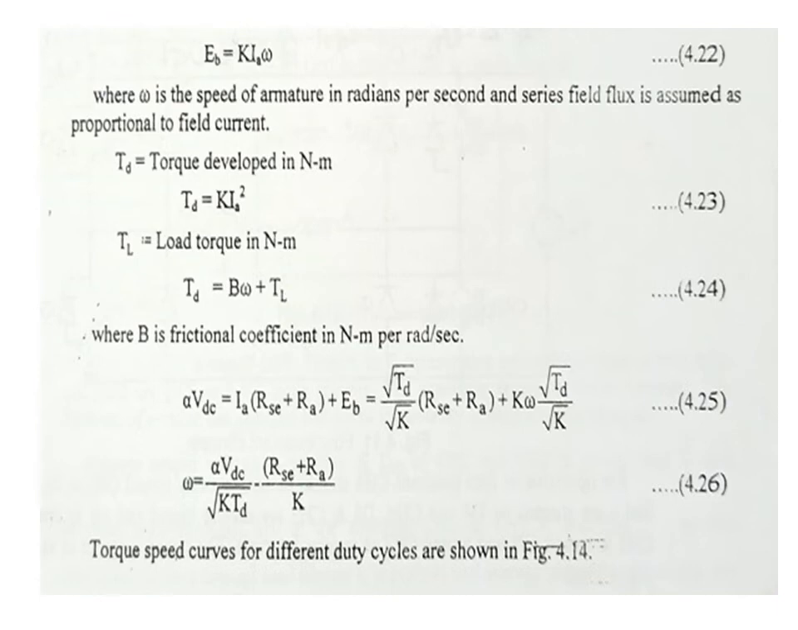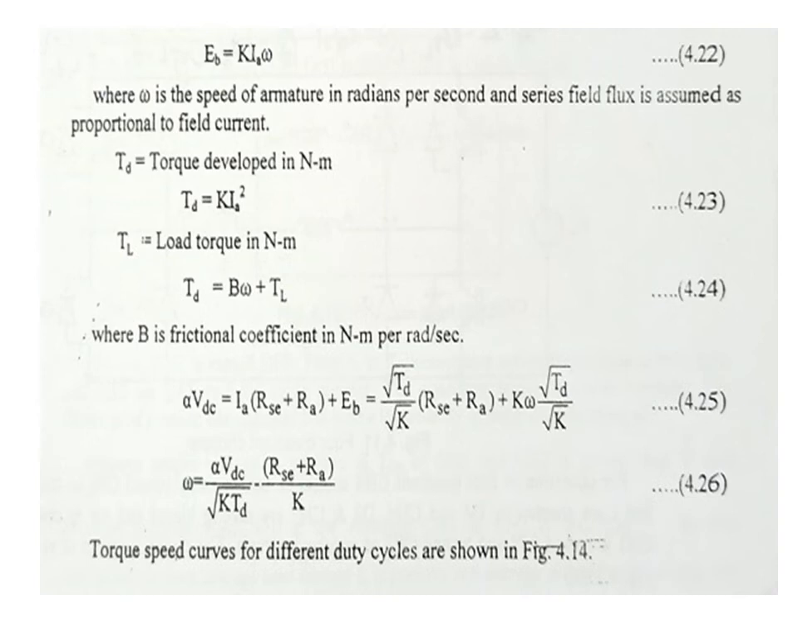Okay, now I will repeat once again. Here from the back EMF equation, I can write Eb equal to K into omega into Ia, and Td equal to K into Ia square. So from the equation of Td, I can get Ia is equal to root Td by root K. Now in place of Ia, I will directly substitute root Td by root K. If you observe here, in place of Ia I have written root Td by root K into (RAC plus Ra), as it is I have taken.